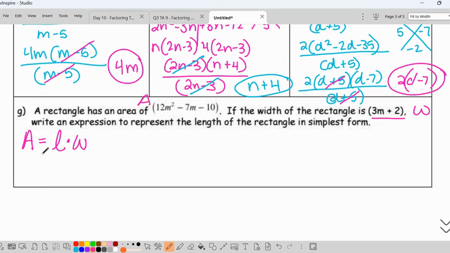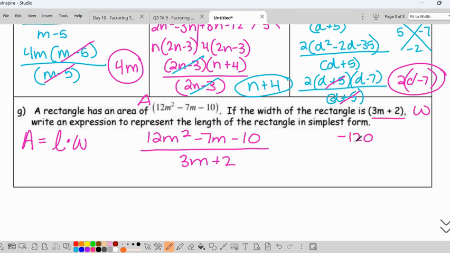So if we already have the area and we have the width and we want to find the length, we're going to divide the full area of 12m squared minus 7m minus 10 by 3m plus 2. So this is a dividing polynomial application. I don't have a greatest common factor, so I'm going to have to multiply the first and the last term together to get negative 120. That's going to go in the top of my x box, and I'm looking for it to multiply to negative 7.